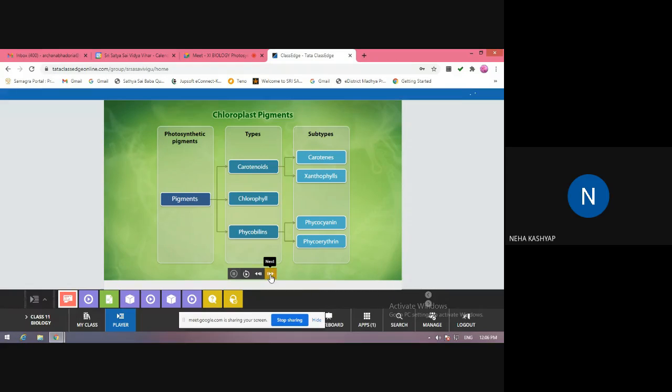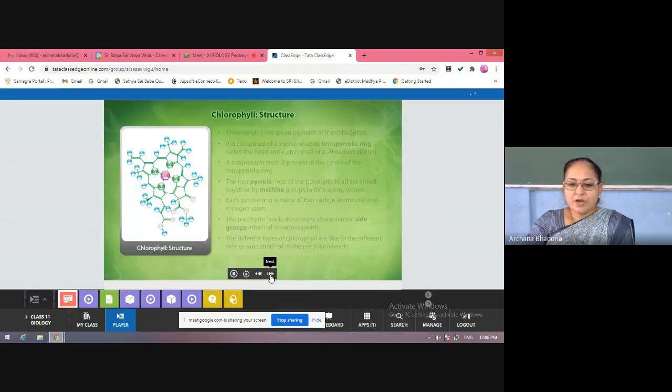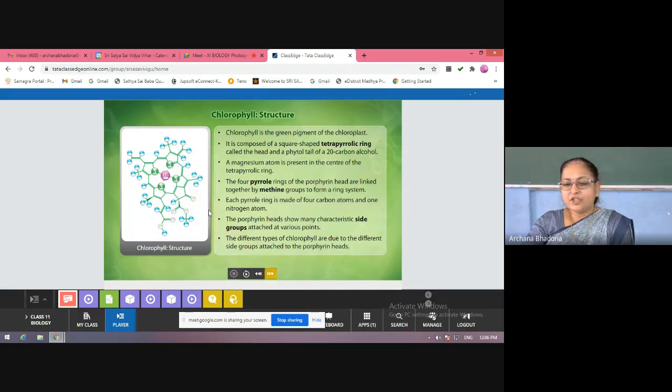Yes, ma'am. Okay. So now here this is the head part it is showing. So chlorophyll is the green pigment of the chloroplast. It is composed of a square shaped tetrapyrrolic ring head and the phytol tail of 20 carbon alcohol. So where you have written previously the phytol tail, put it in bracket consisting of 20 carbon alcohol. Okay, and magnesium atom is present in the center of the tetrapyrrolic ring.